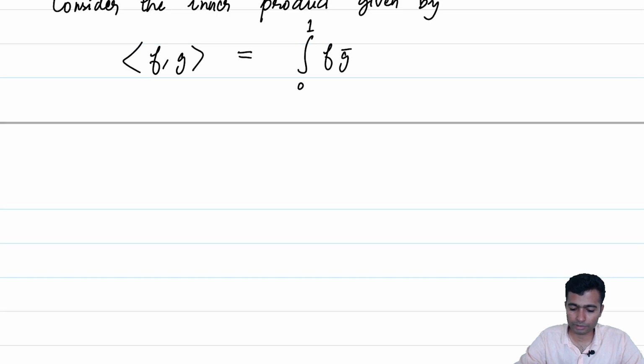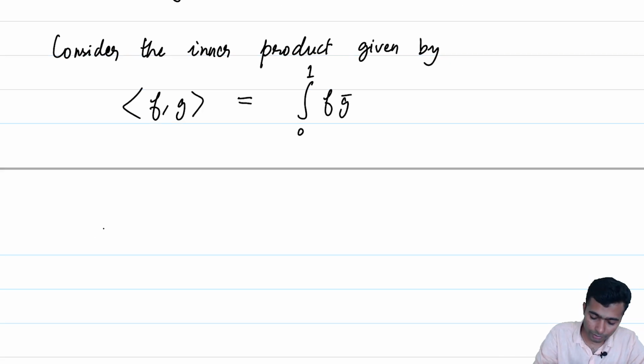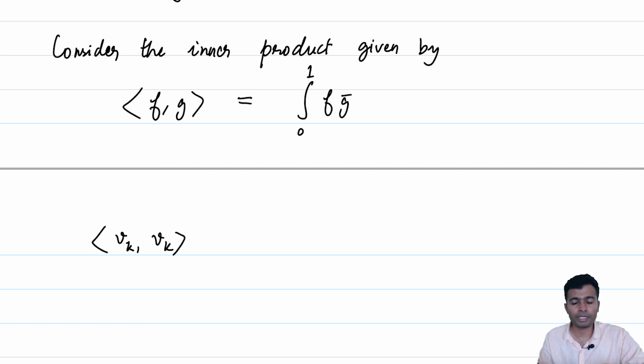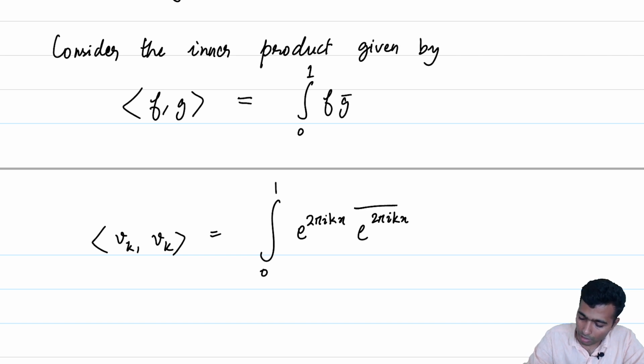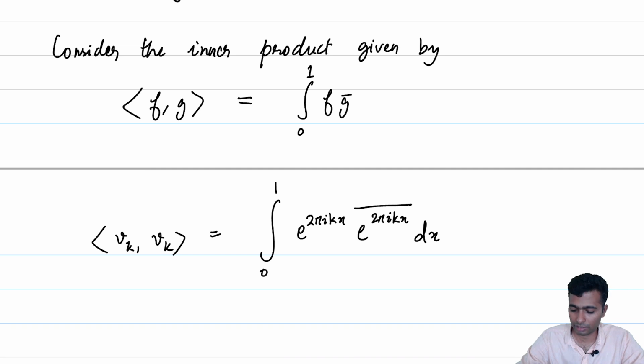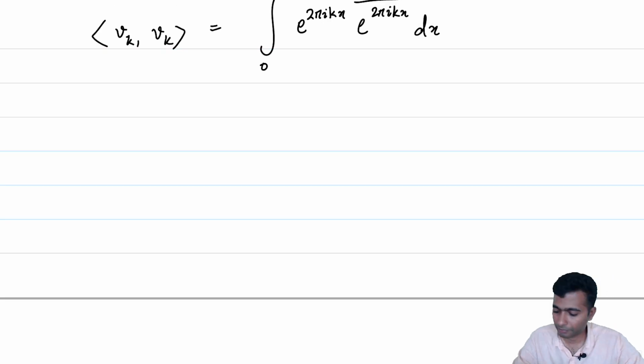So let's see what happens to our vk's. If you look at vk for any k, this is just going to be the integral of vk times v bar k. So this is e to the power 2 pi i k x, times e to the power minus 2 pi i k x bar, from 0 to 1, dx. This is exactly what our integral will be.